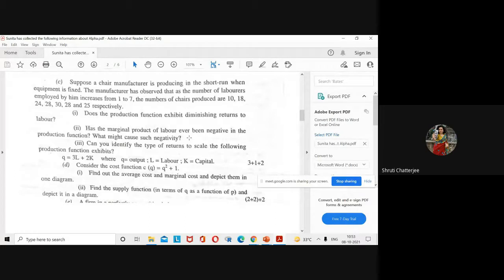Ma'am, when congestion in the production unit rises, is it related to disguised unemployment? Yes, sort of, sort of. Okay. So look at any other problem up to 1 and 2.